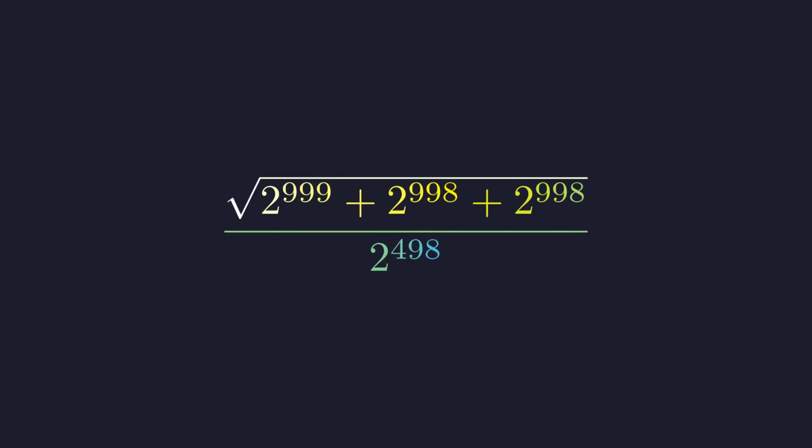Now here's something that might make you feel a bit uneasy at first glance. We've got powers of 2 with exponents in the hundreds, which seems completely intractable. But mathematics has this wonderful property where the most intimidating problems often have surprisingly elegant solutions. What we're about to see is a perfect example of how the right perspective can transform complexity into simplicity.